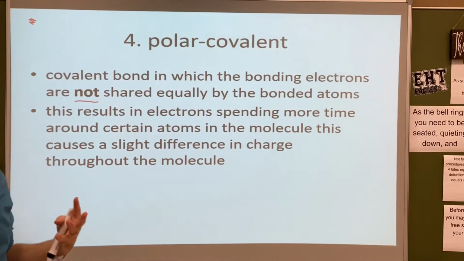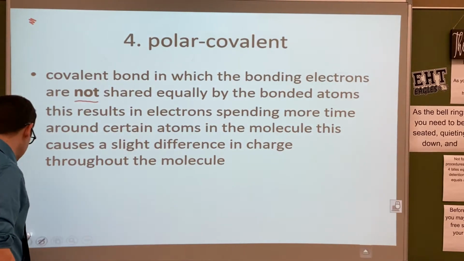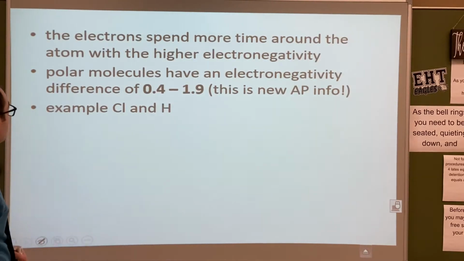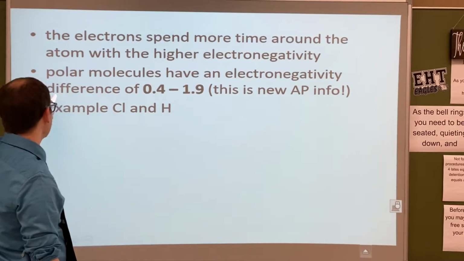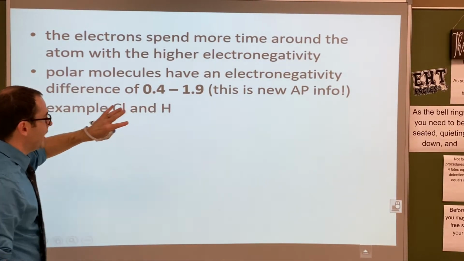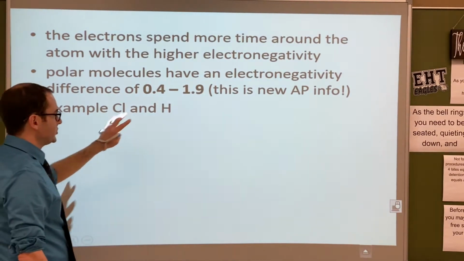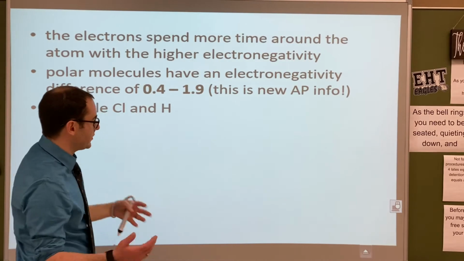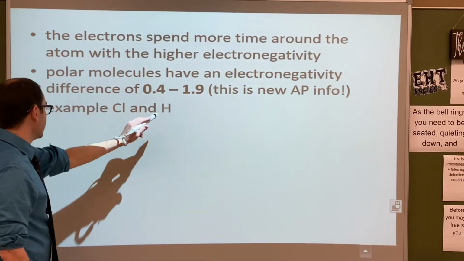All right, so for this one, we're going to have a slight positive and slight negative region to the atom. Okay, so the electrons spend more time around the atom with the higher electronegativity. Polar molecules have an electronegativity difference of 0.4 to 1.9, and I got this from some AP Chem information, because they seem to fluctuate the numbers every once in a while, but for right now it's 1.9. All right, let's do our example.